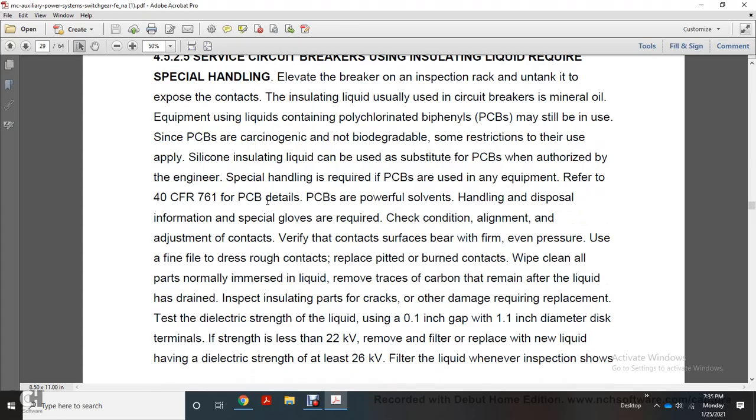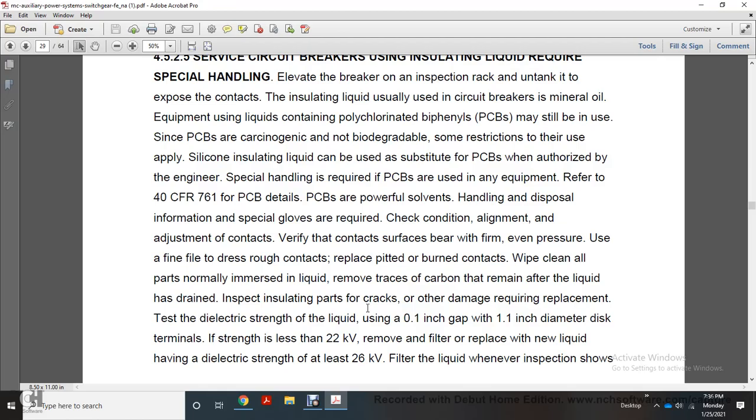Check the condition and alignment. Adjust the contacts; verify that the contact surfaces bear with firm, even pressure. Use a fine file to address rough contacts. Replace pitted and burned contacts. Wipe clean all parts normally immersed in liquid. Remove traces of carbon that remain after the liquid has drained. Inspect insulating parts for cracks.